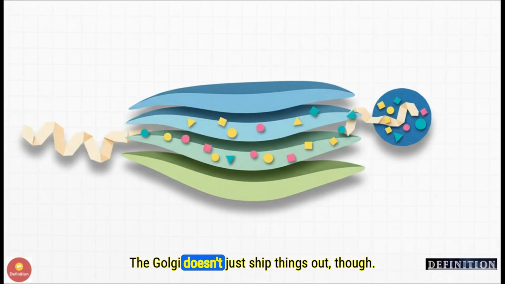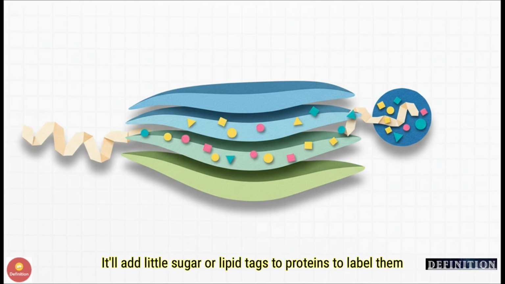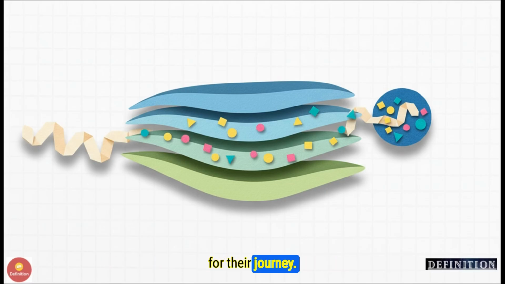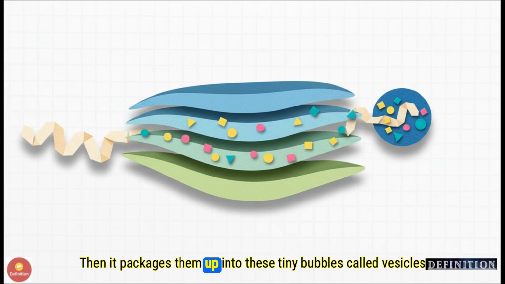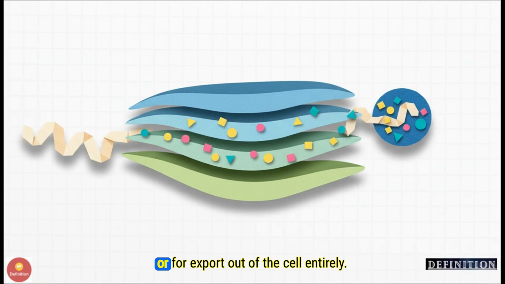The Golgi doesn't just ship things out, though. It also does the finishing touches. It'll add little sugar or lipid tags to proteins to label them for their journey. Then it packages them up into these tiny bubbles called vesicles and sends them on their way, either to other parts of the cell or for export out of the cell entirely.